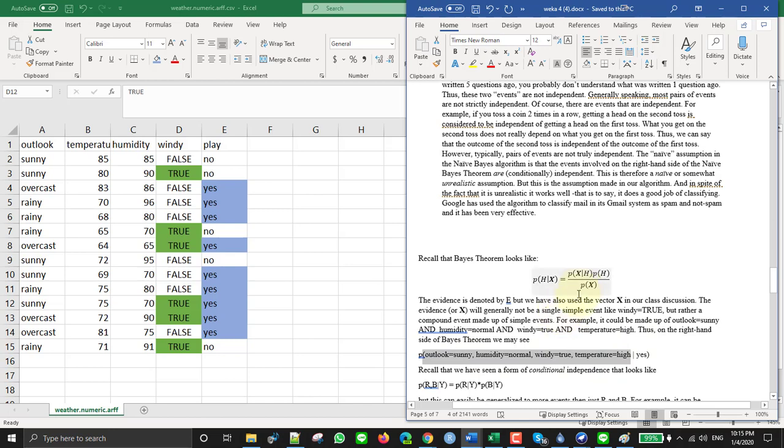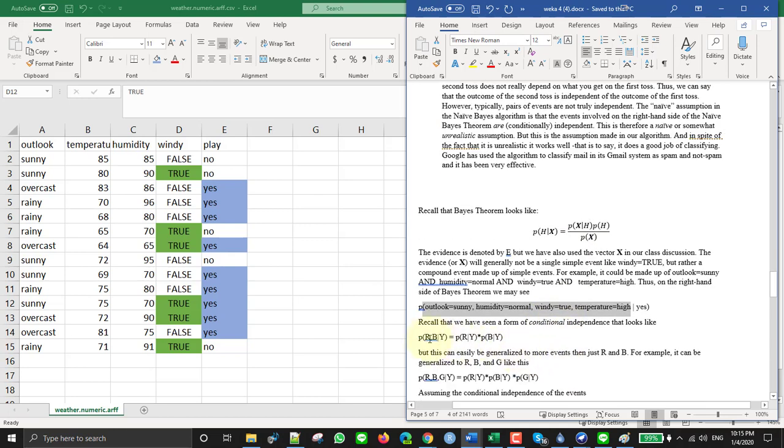Recall that we have seen a form of conditional independence that looks like this. We did study conditional independence, and this is what we came up with. You can look it up in the slides, you can look it up in Wikipedia. This is what we came up with. This means conditionally independent, the condition is Y. Now this looks a lot like regular independence.